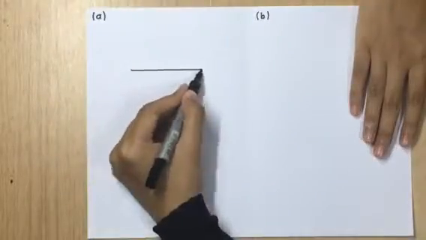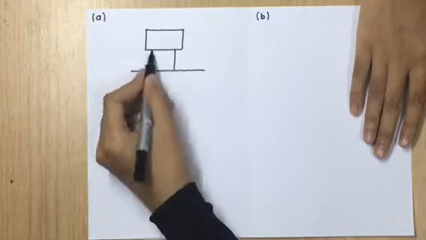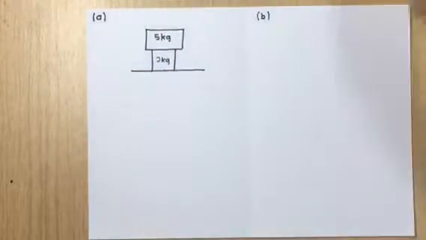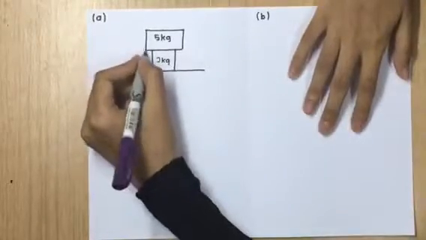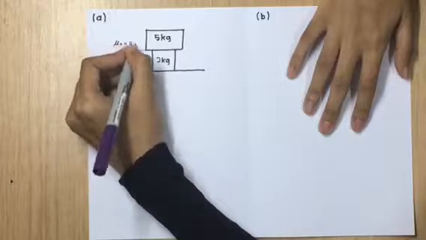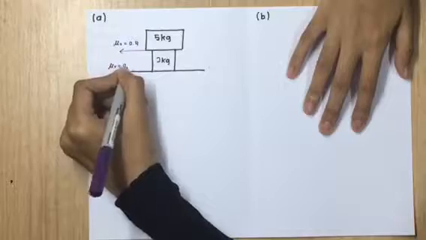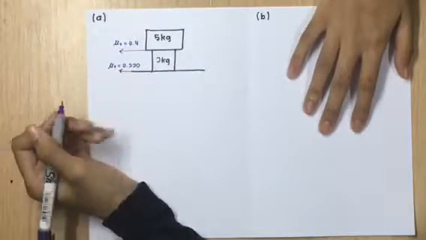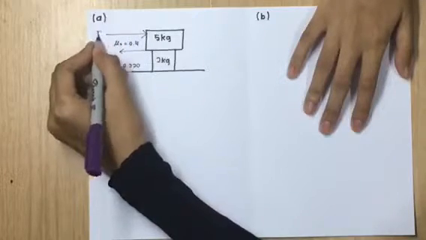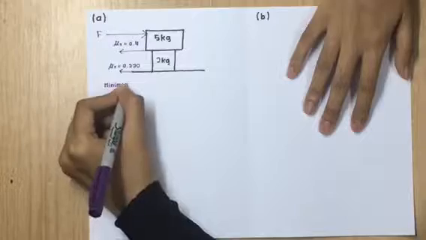So in this question, a boy has stacked 2 blocks on the floor so that a 5 kilogram block is on top of a 2 kilogram block. In the first situation, the coefficient of static friction between the 2 blocks is 0.400 and the coefficient of static friction between the bottom block and the floor is 0.220. With what minimum force should the boy push horizontally on the upper block to make both blocks start to slide together along the floor?